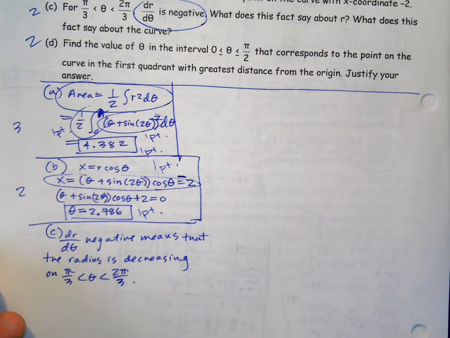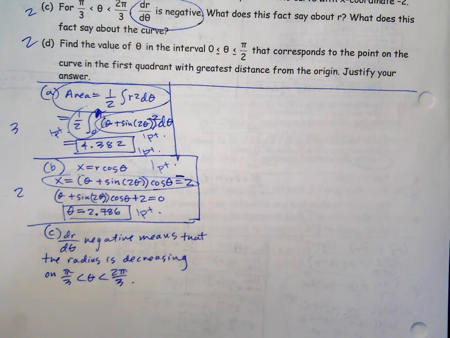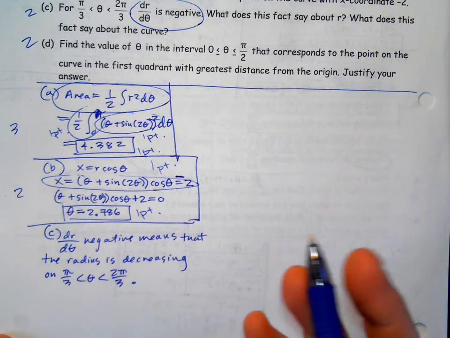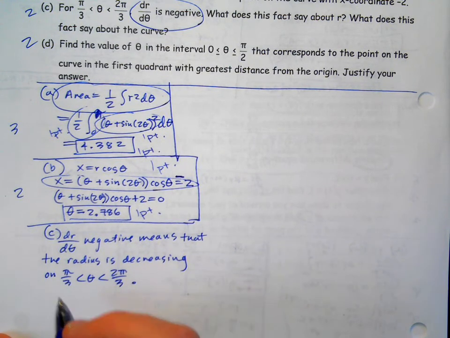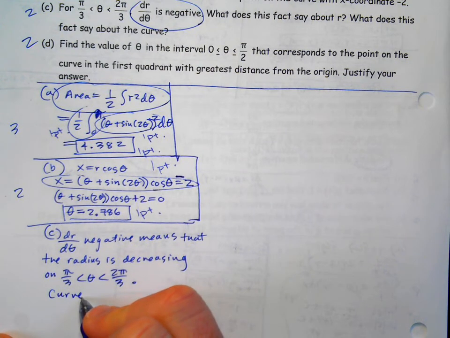What does it say about the curve? Well, the curve isn't decreasing. The curve is getting closer to the origin. That's probably what we should say. And I think it might say to justify, it could say justify your answer or explain your reasoning. So I'm going to write this answer like they were really asking me to really support my answer.